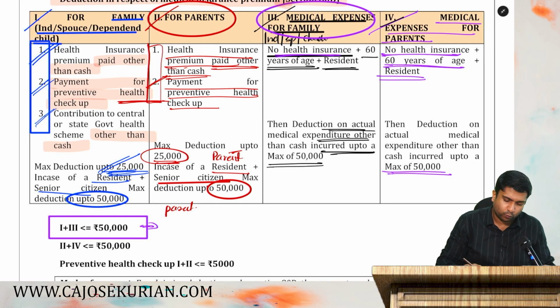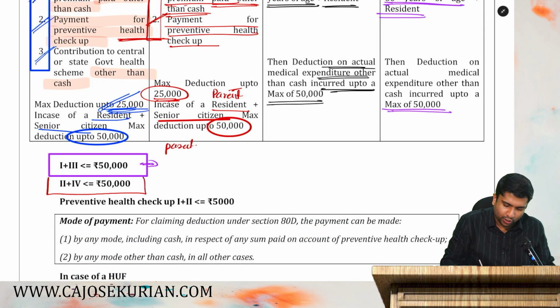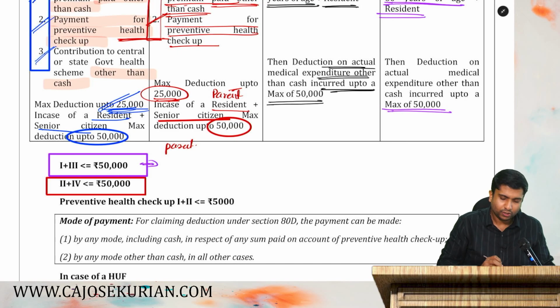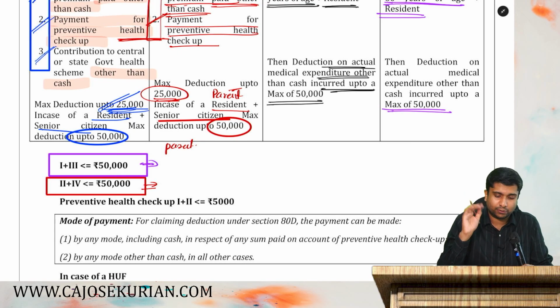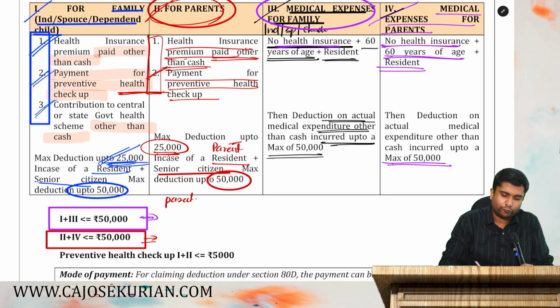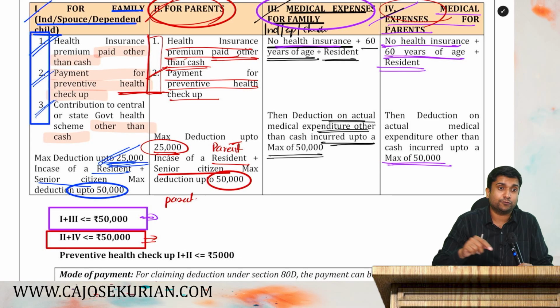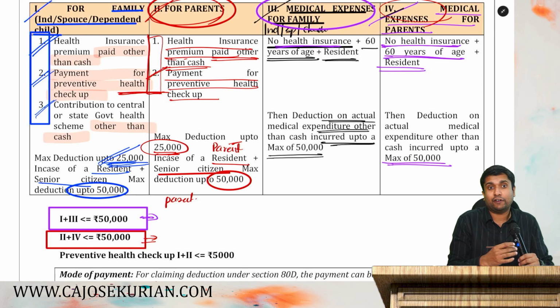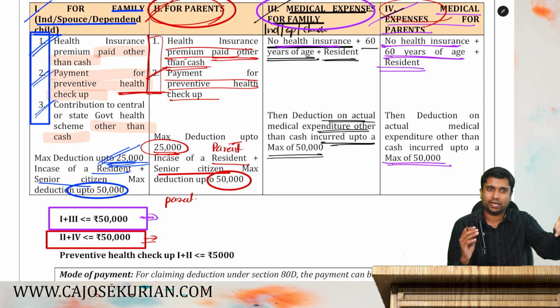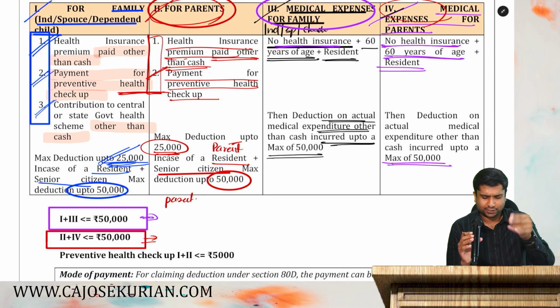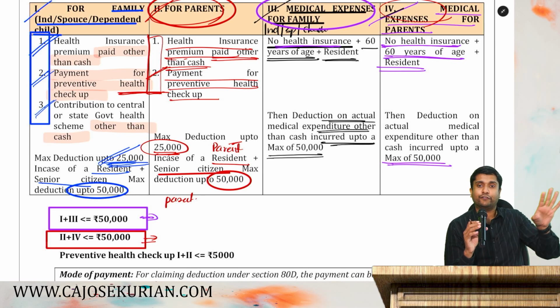Likewise, 2 plus 4 shall not go beyond 50,000. 2 plus 4 shall not go beyond how much? 50,000. What is 2 plus 4? 2 for parents. 4 medical expenses for parents. That also may come together. Father has insurance, mother has no insurance. That also may come together. If it comes together, 2 plus 4 shall not go beyond 50,000.